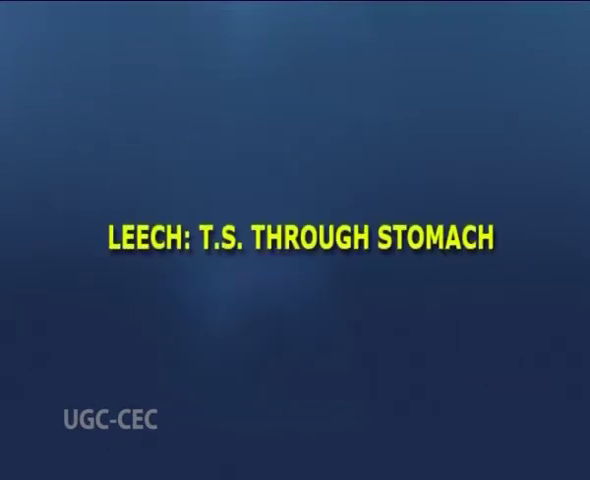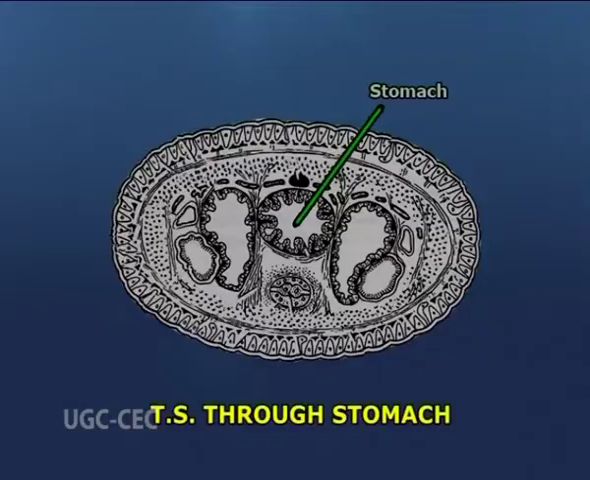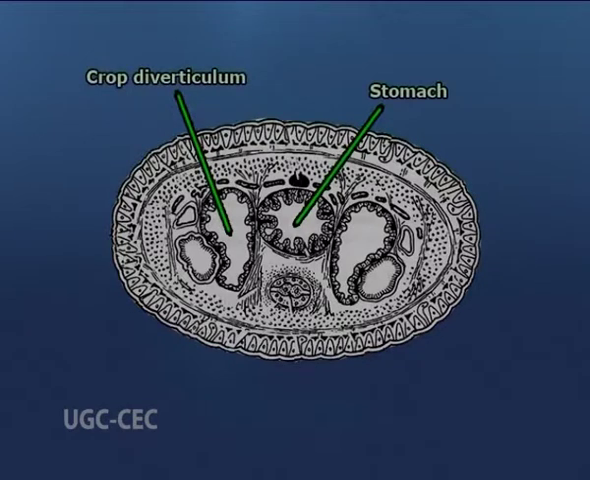Transverse section through stomach. This section passes through the narrow stomach with crop diverticula on the sides. Crop and stomach are histologically distinguished. Coelomic cavity is filled with botryoidal tissue. Lumen of stomach is less wide than crop.